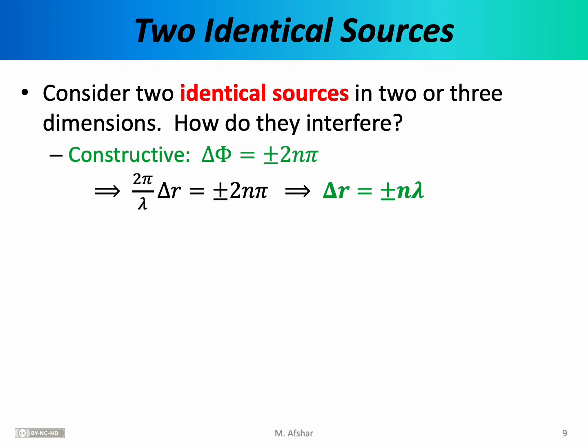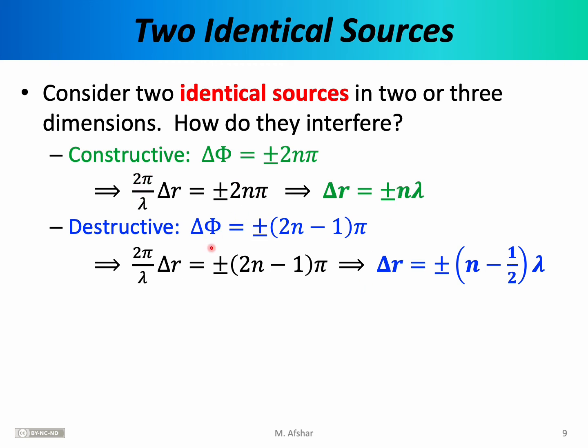Now looking at this equation, you can see that this 2 cancels this 2, and this pi cancels this pi, and I can bring the lambda to the other side. And I find that the condition for constructive interference corresponds to this particular condition here. When delta r is equal to n lambda, a whole number of lambdas, then I have constructive interference.